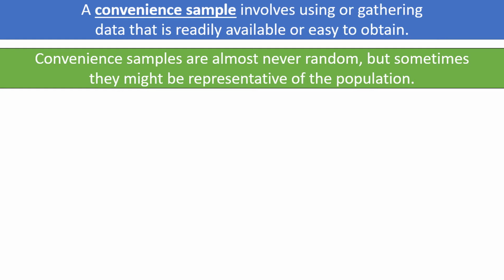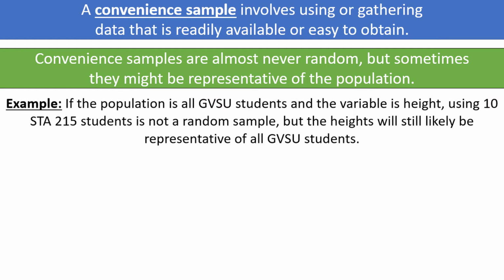For example, if the population is all Grand Valley State University students, and the variable is height, using 10 to 15 students from your stat class is not a random sample, but the heights will still likely be representative of all GVSU students. It isn't a big problem that our sample isn't random, because we would expect heights to be about the same in a stat 215 class as they are in the general population of all GVSU students.